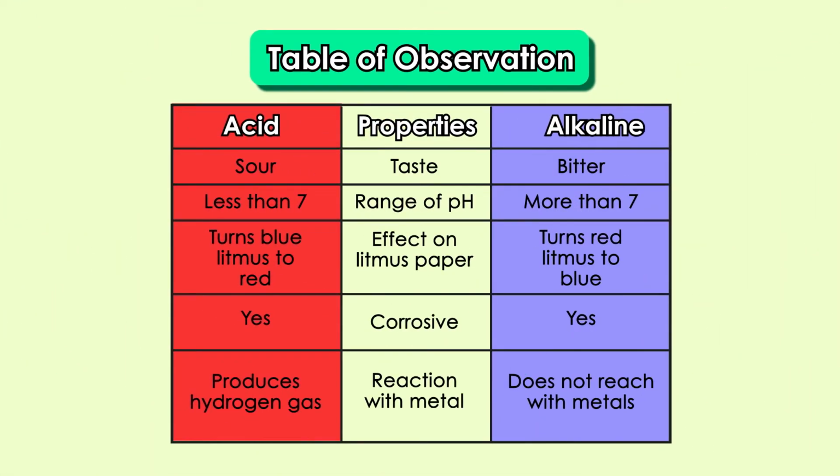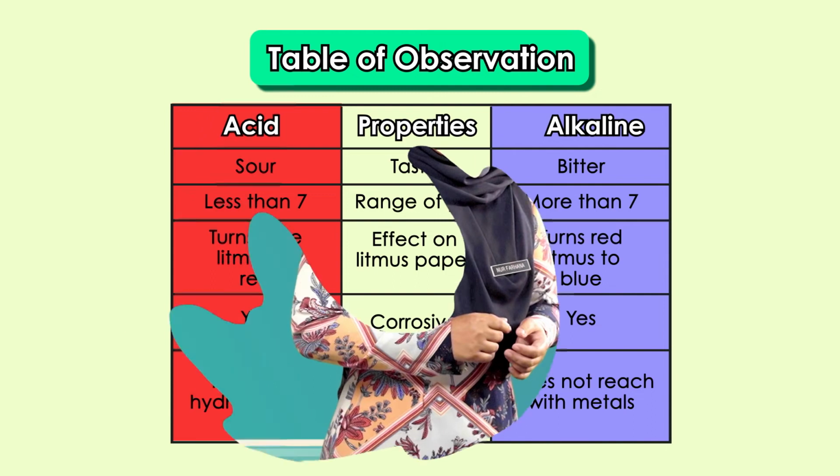Now, pupils, you have learned the properties of acid and alkali through some simple activities and pictures. Now, let us list down the properties of acid and alkali based on the observation from the activities. This table of observation shows the properties observed for acid and alkali respectively. Pupils, do you still remember how to make the operational definition? You may use the table of observation to create the operational definition of acid.